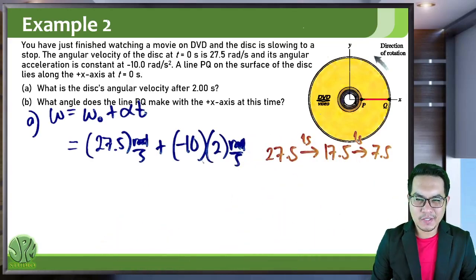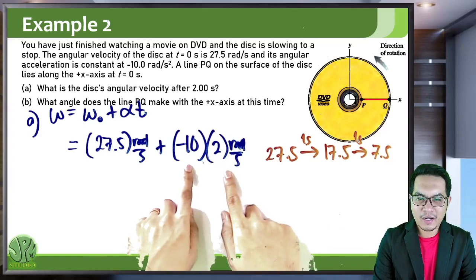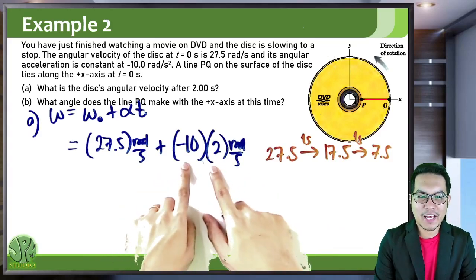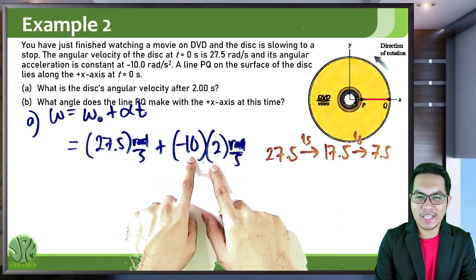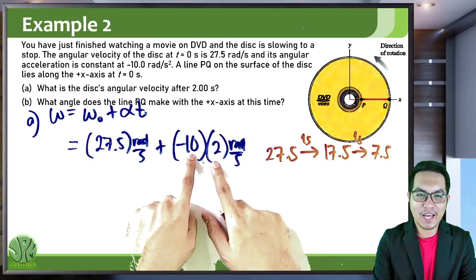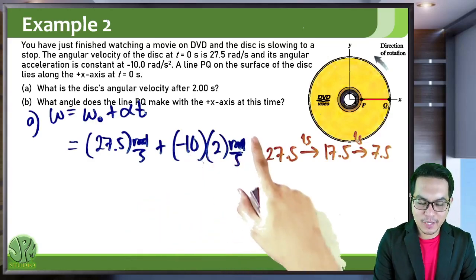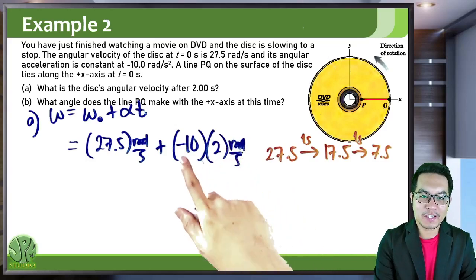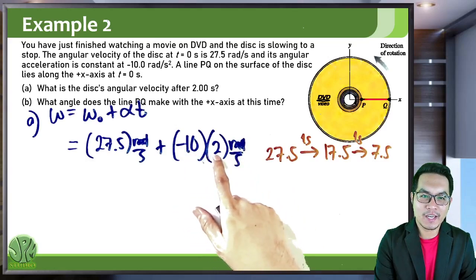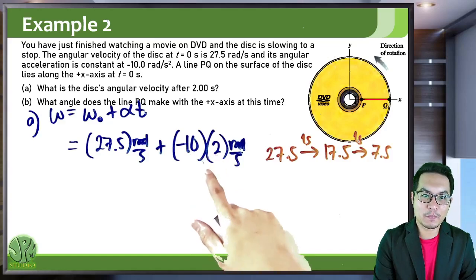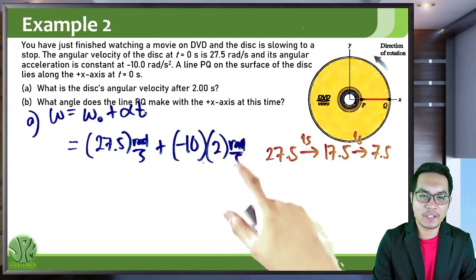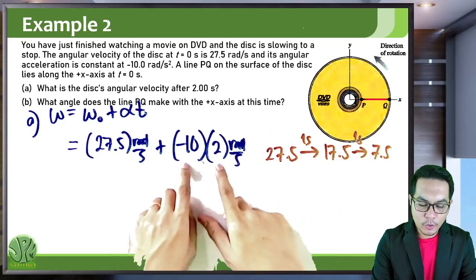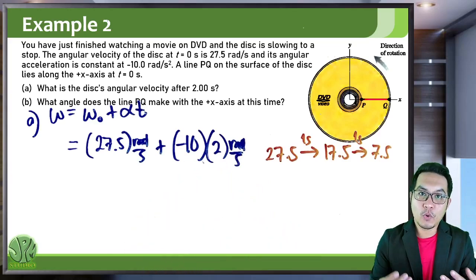Since you're engineers, I encourage solutions like this. It's not necessary to put the actual unit of the quantities, as long as you put the final unit of that product. So this is radians per second squared. This is second. So radians per second squared times second, you get radians per second. You can only do this if you are using standard units, SI units.